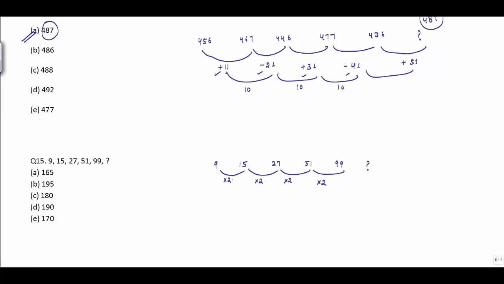9 into 2 is 18 minus 3 is 15. 15 into 2 is 30 minus 3 is 27. 27 into 2 is 54 minus 3 is 51. Okay, so this is the pattern. Let us check it here. 51 into 2 is 102 minus 3 is 99. Again, following the same pattern, 99 into 2 is 198 minus 3 would be equal to 195. Which means the missing term is 195, hence option B is the correct choice.